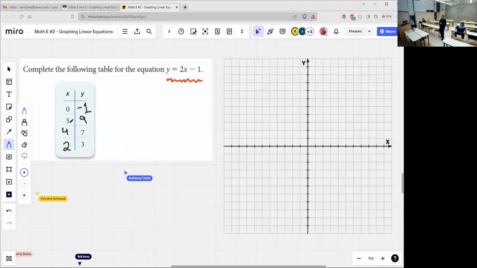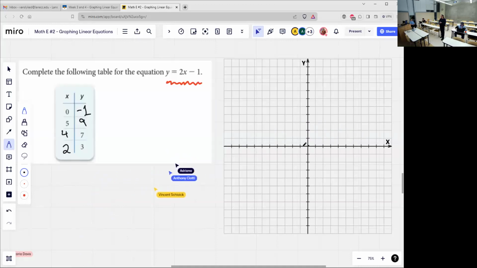Okay, now I need to plot these points. So 0, -1. I'm going to go sideways 0. So I'm not sideways at all here, just stay right on the y-axis and down 1. So there's my first point. Somebody else do the other 3 points. Pick a point no one else is doing. Go forward.